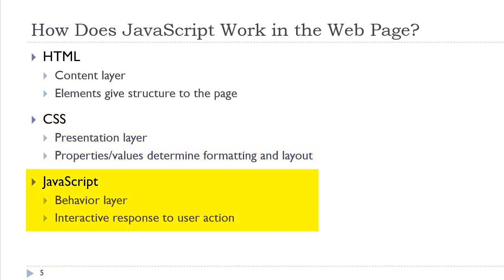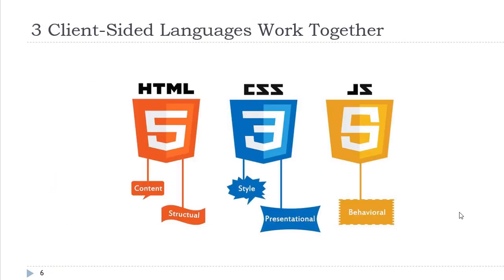And now we have JavaScript. That is the behavior layer. It is the interactive response to user actions. So here we see these three languages. And by the way, these are all client-sided languages. These are the only client-sided languages that are used in the web page. They all work together. They do not work independently of each other. Therefore, you need to understand all three.